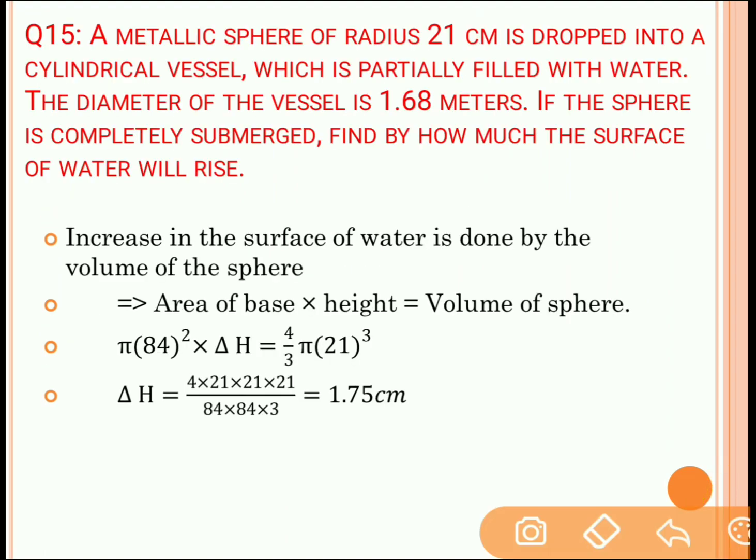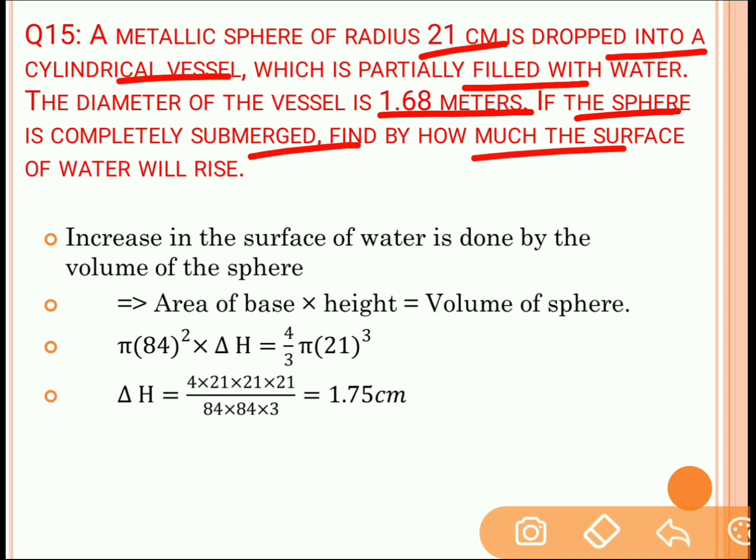Next problem. A metallic sphere of radius 21 cm is dropped into a cylindrical vessel which is partially filled with water. The diameter of the vessel is 1.68 meter. If the sphere is completely submerged, find how much the surface of water will rise.